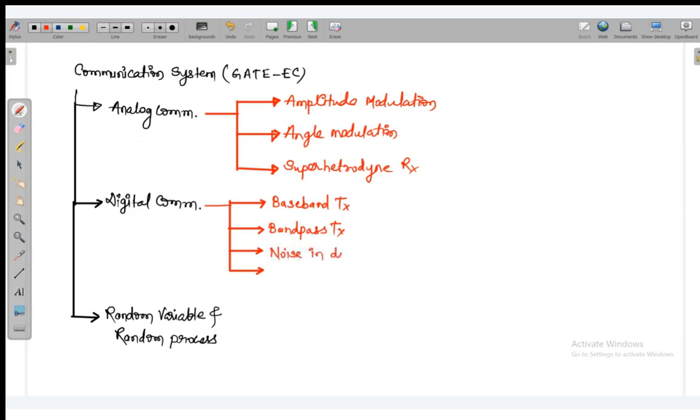Noise comes under digital communication only. In analog communication, the noise is there, but it is not in our GATE syllabus. Noise is present everywhere, whether you perform analog or digital. In both places, the noise is there. So we will have the noise only in digital communication. So: baseband transmission, bandpass transmission, noise in digital communication, and information theory.